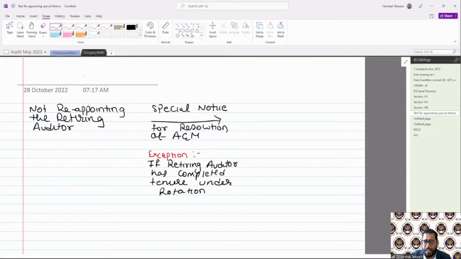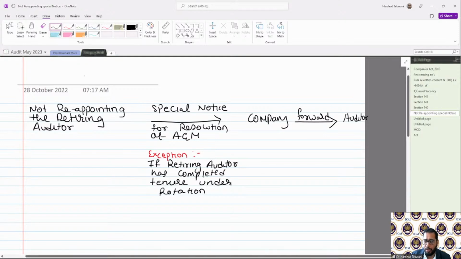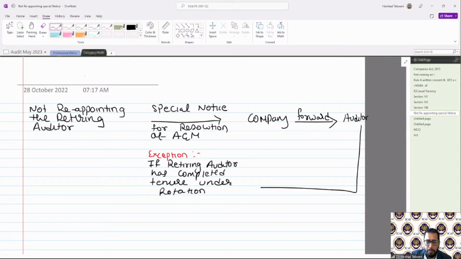On receipt of such notice, the company shall send a copy to the retiring auditor. Now, this notice is required to be given to the company, and the company will forward it to the auditor, that the company does not wish to reappoint you as an auditor. Once this notice is given, the retiring auditor can make a representation to the company. That representation should be in writing with a reasonable length.